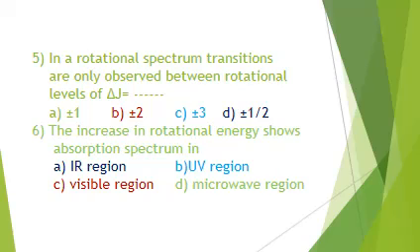In the rotational spectrum, transitions are only observed between the rotational energy levels of delta J equal to what? Here you have to consider the selection rule. According to the selection rule, delta J equal to plus or minus 1. Therefore, option A is correct. Question number 6. The increase in the rotational energy shows the absorption spectrum in: IR region, UV region, visible region and microwave region. The correct answer is the microwave.